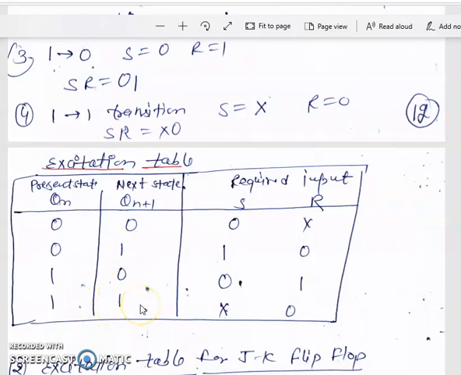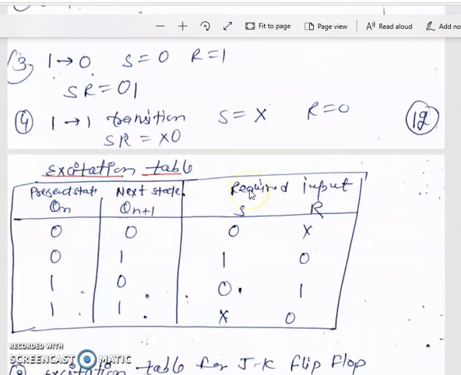For all these values, we find the value of excitations, that is the input of the flip-flop: SR in case of SR flip-flop, JK in case of JK flip-flop, T input in case of T flip-flop, and D input in case of D flip-flop. Okay, here we find the excitation table for SR flip-flop. So the content of the excitation table is always the same, as shown in Qn plus 1 and the required inputs. Okay, let's start.